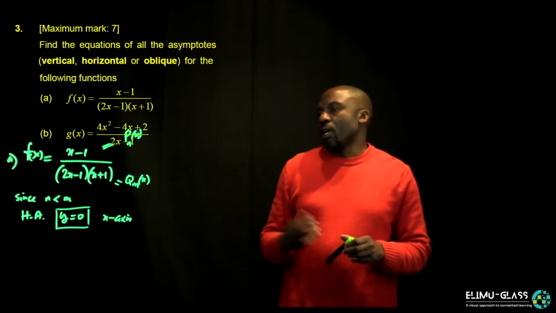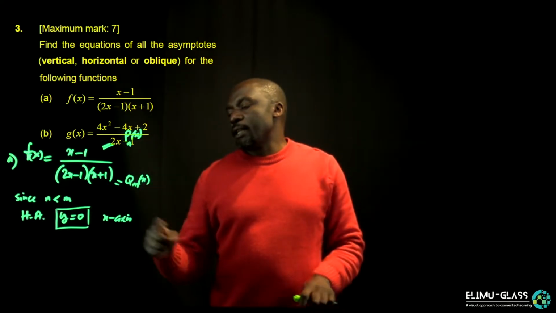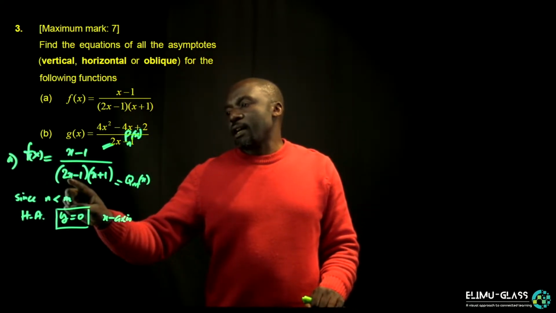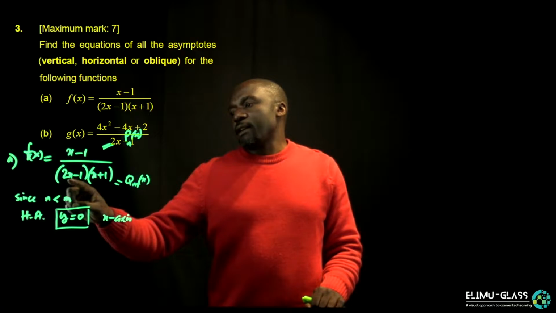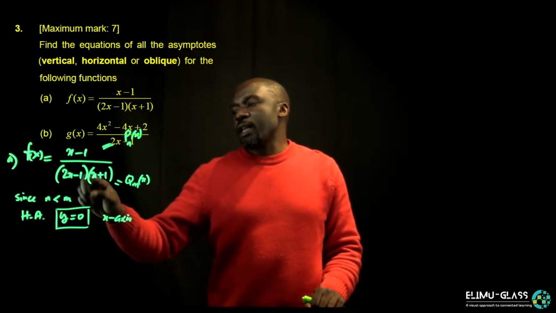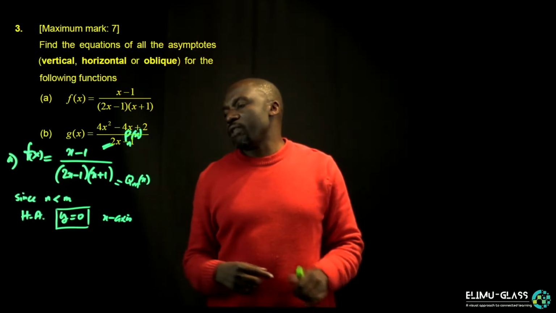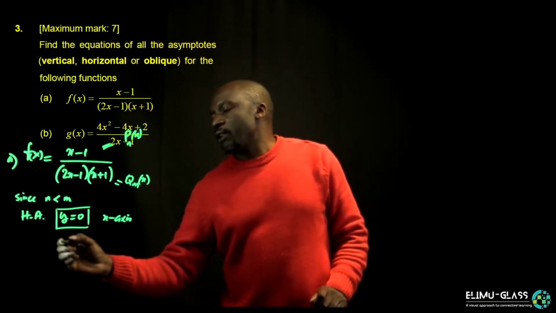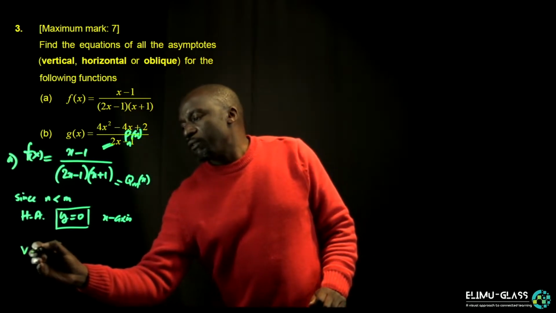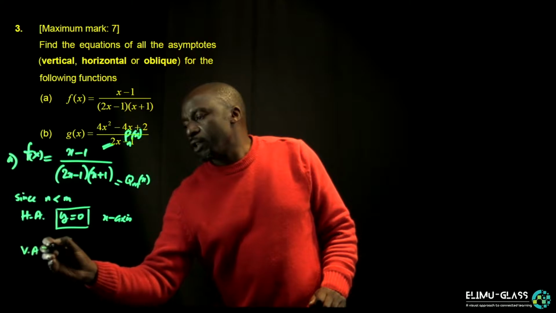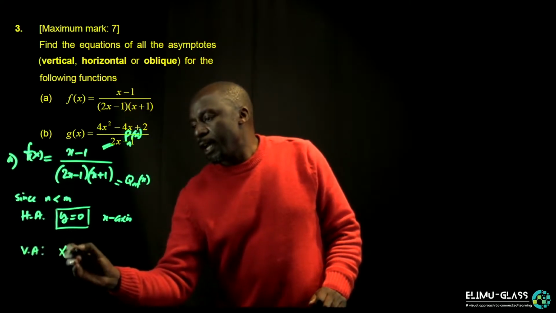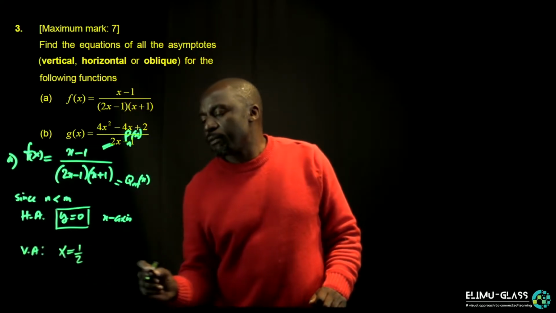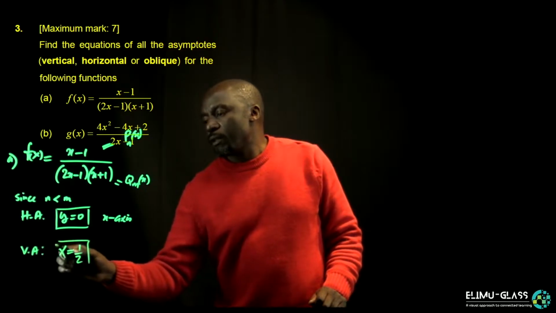Clearly by just looking at the denominator, we can see that if we make x a half, then we'll end up with 1 minus 1, and that makes the whole denominator 0. So we can reason straight away that one of the vertical asymptotes is the line x equals 1/2. Okay, that's one value.